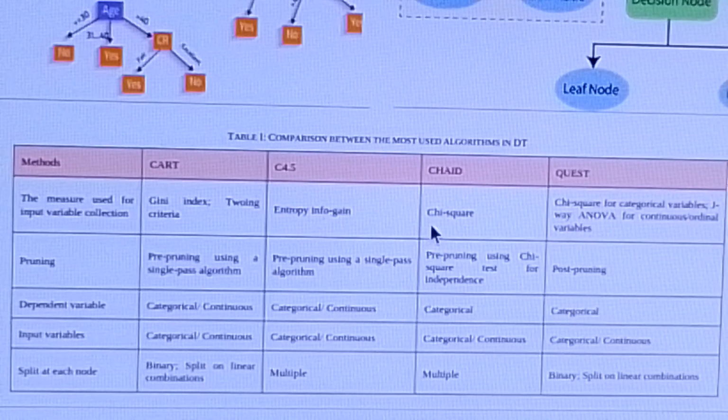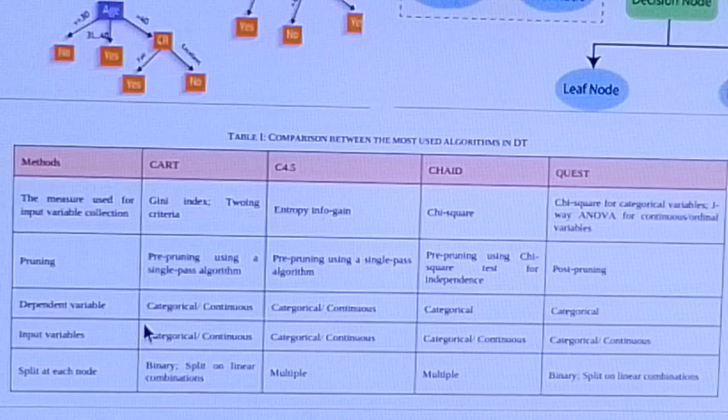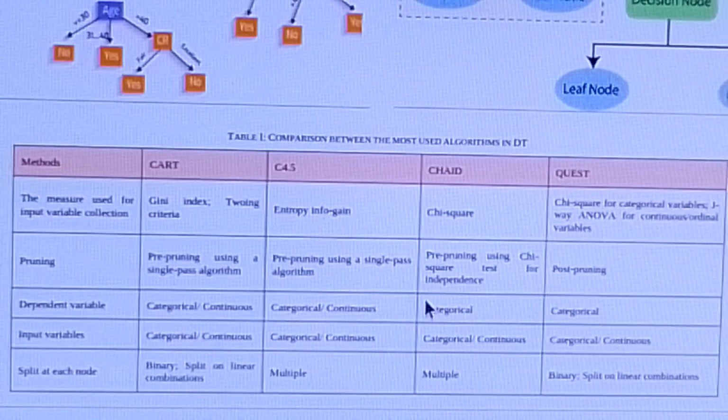Info gain is basically information gain. Here is chi-square. Here is pruning: pre-pruning using a single pass algorithm, pre-pruning using the chi-square test for independence, then post-pruning. Now here is the dependent variable, categorical or continuous, for C4.5. CHAID is categorical, again categorical for QUEST. Here are the input variables for the methods, and then comes CART, categorical or continuous. There's C4.5 as well, categorical or continuous.